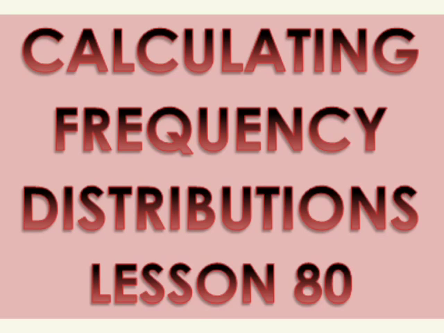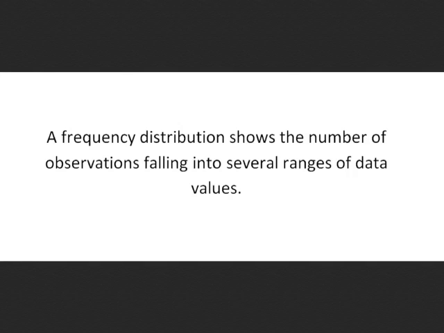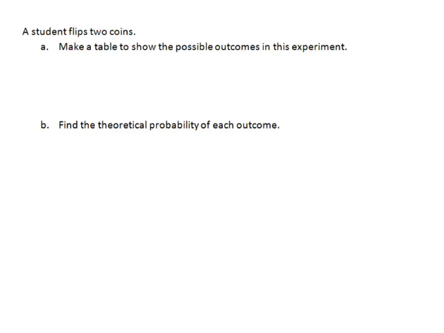Calculating frequency distributions. A frequency distribution shows the number of observations falling into several ranges of data values. A student flips 2 coins. Make a table to show the possible outcomes in this experiment.